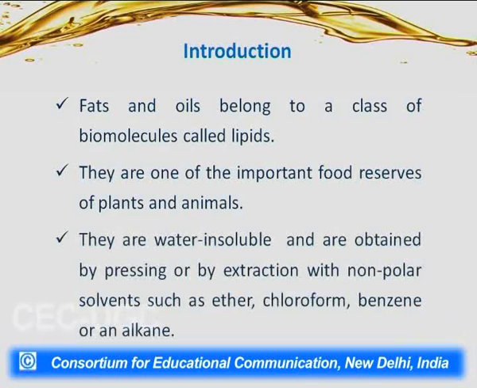These oils and fats are water insoluble, and generally they are obtained from these sources either by pressing, which means the seeds are passed through rollers, they get crushed and then the oils come out, or by extraction with non-polar solvents like ether, chloroform, benzene or any other alkane. Because these organic solvents dissolve oil in them, oils are extracted in these solvents and then the solvents are distilled out and oils are obtained.